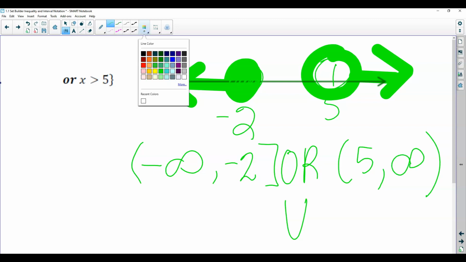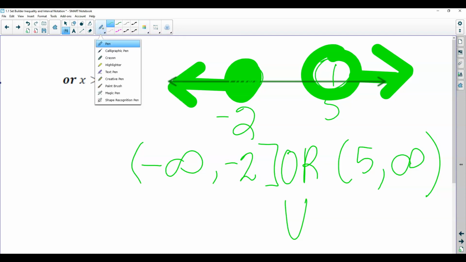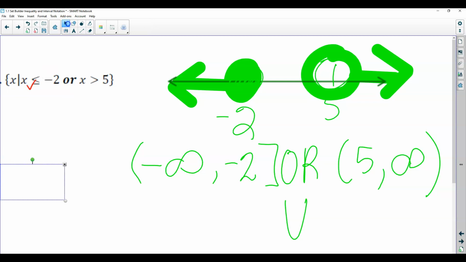If you got your pencil bag out, I would highlight that. If you just have a pencil or whatever, I would draw a star around that problem. That one's pretty important. Pretty important for sure.